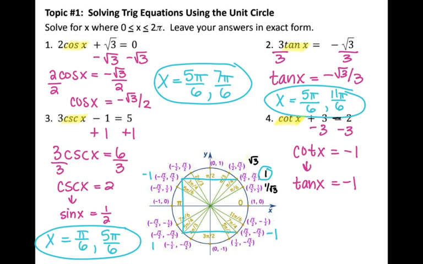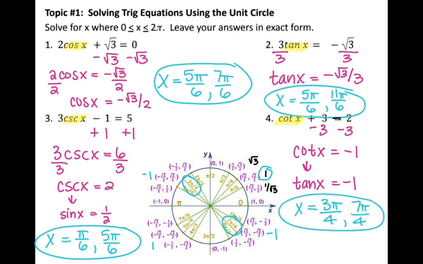So the two angle measurements that I'm looking for that give me a -1 for tangent are 3 pi over 4 and 7 pi over 4. So I have x equals 3 pi over 4 and 7 pi over 4.